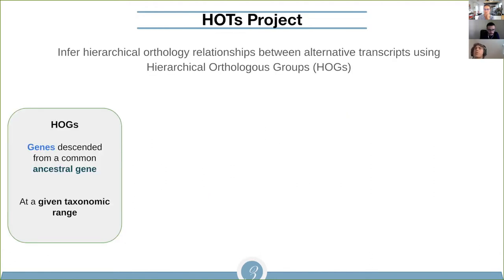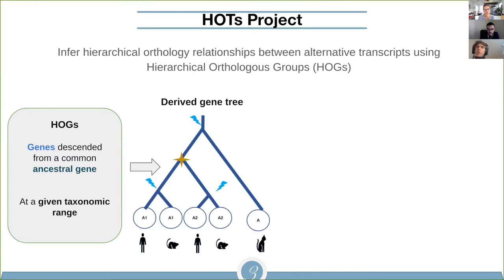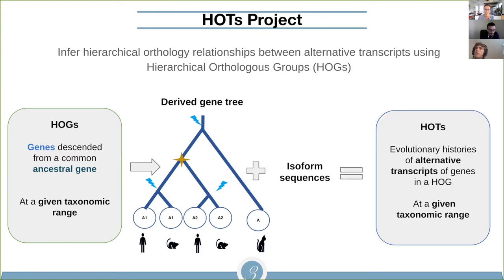So my project goal is to solve these issues by inferring hierarchical orthologous relationships between alternative transcripts, using hierarchical orthologous groups as a base. HOGs, hierarchical orthologous groups that are available in OMA, are genes descended from a common ancestral gene at a given taxonomic range. They are hierarchical because they are nested groups, grouped at the lowest level of the taxonomy, and you can go up this way. Next, from the HOGs, you can derive a gene tree, and using the isoform sequences, try to get the evolutionary history of alternative transcripts of genes in a HOG, again at a given taxonomic range. That's what we call HOTs.